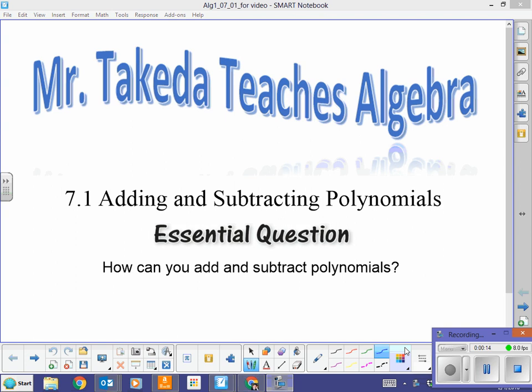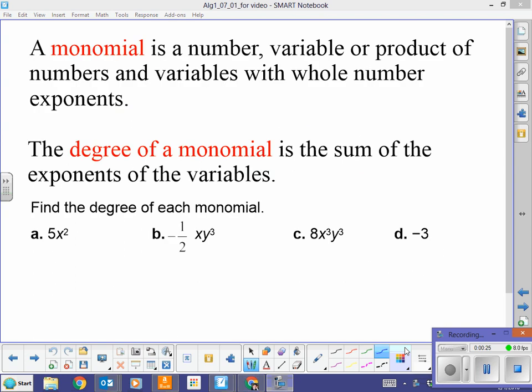This is lesson 7.1 on adding and subtracting polynomials, in which we ask the question, how do you add and subtract polynomials? Well, let's start off with a little vocabulary.